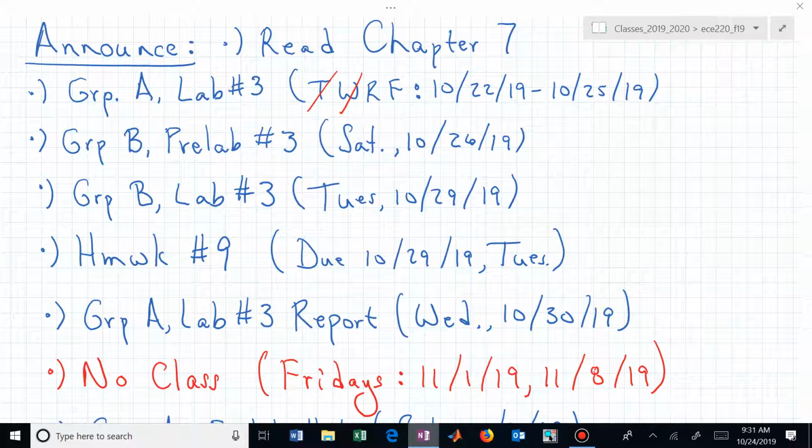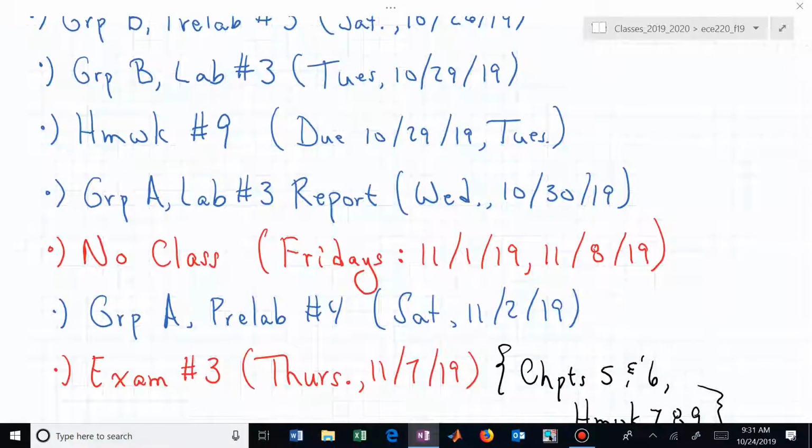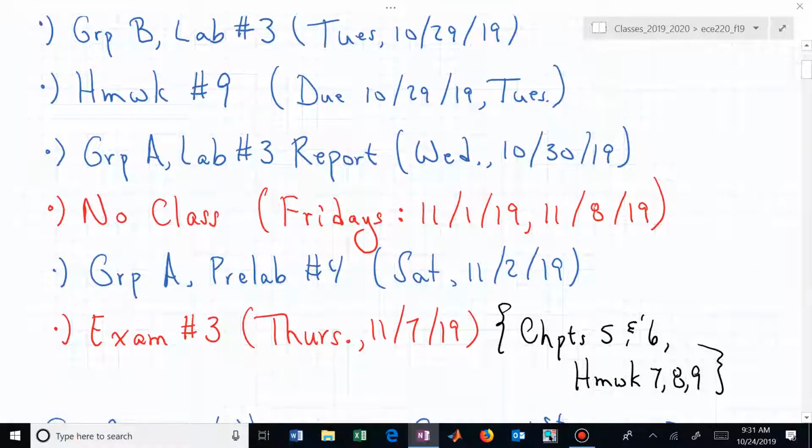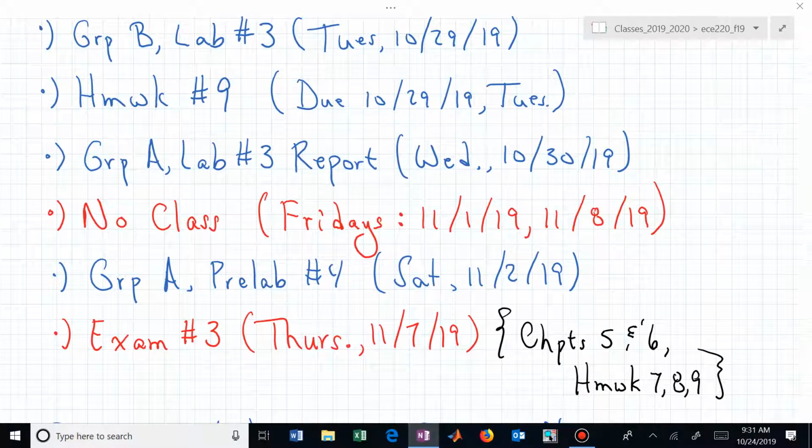That is dealing with, remind me what that's dealing with. Mutual inductance, isn't it? Homework 9, that's on mutual inductance. Group A, your lab number 3 report is due next Wednesday, so now we're looking a week ahead. A week from tomorrow, we will not have class here, and we will not have class the next Friday.